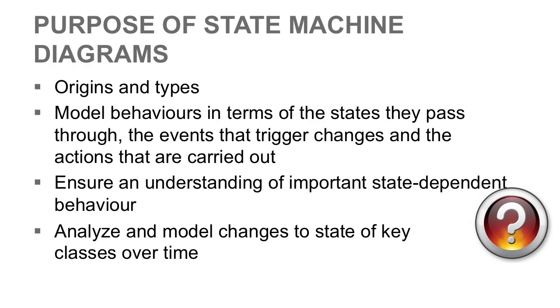In this movie, we'll look at state machine diagrams, which we use to model the state of things in the system. We'll look at the origins of state machines and the two types that are defined by UML, and then we'll look at their purpose in modeling the behavior of elements of the system in terms of states, in understanding the important state-dependent behavior of objects, and in analyzing how state changes over time.